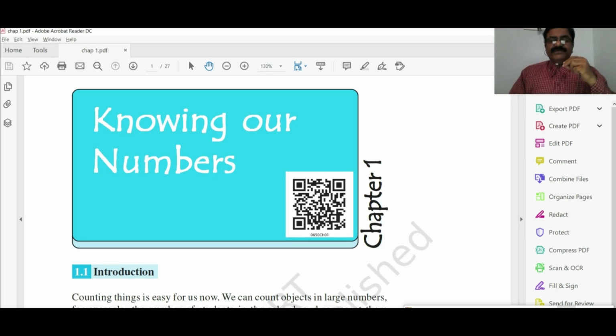Students, we see in our textbook that we can count objects in large numbers. For example, the number of students in the school, or the number of students in your class, can be represented through numerals. We can also communicate large numbers using suitable number names.